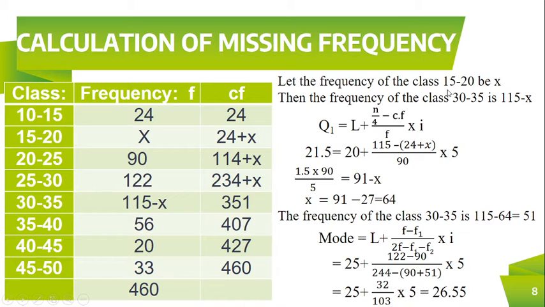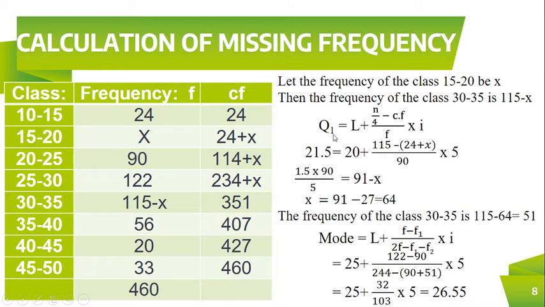Now, what we have just done has been explained. Let the frequency of the class 15 to 20 be taken as X and the class interval 30 to 35 is taken as 115 minus X. Now we finish putting the cumulative frequency. That is, we write the first value, we add the next value, add the next, and so on. This is how we put our cumulative frequency.